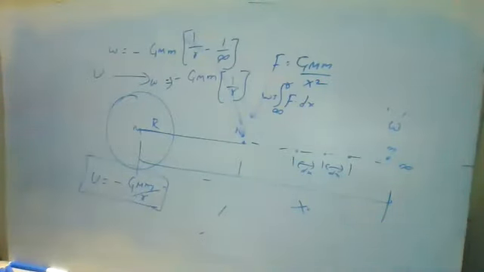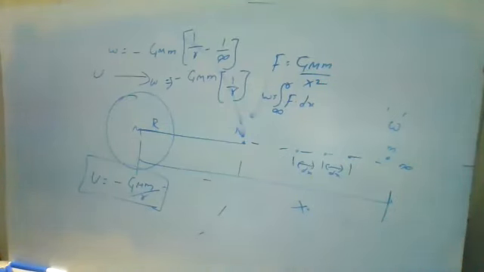Remember this relation. When any object starts from infinite location to the point P, at a distance r, the relation is this one. So U is equal to minus GMm by r.